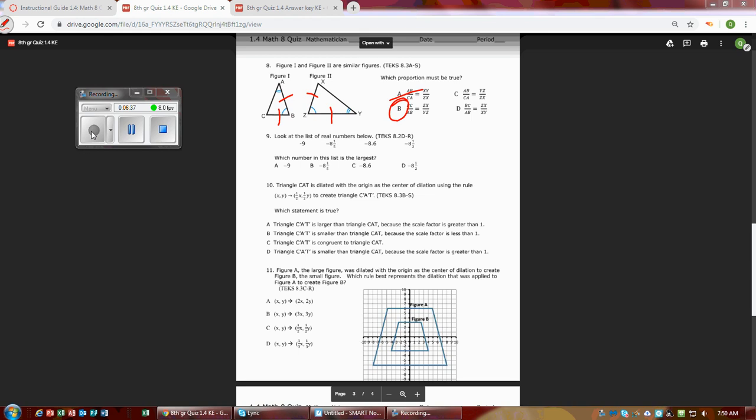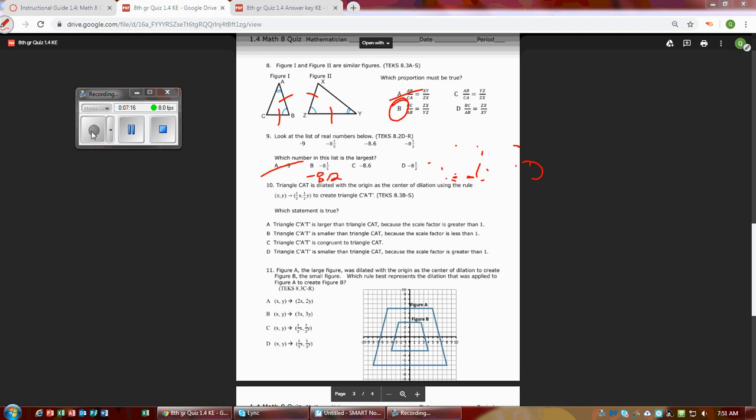Look at number 9. Look at the list of real numbers below. Which number in the list is the largest? Remember, on a number line, 0 to 10 to negative 10, and the farther away you get from 0, the less you are. So we're looking for the number that's closest to 0. To be greater, it's going to be larger because it's closer to 0. So you have negative 9. Looking at all of my whole numbers, they're all negative 8, so that's the farthest. So we have negative 8 and 1/5. If I divide 1/5, I get 0.2, so it's negative 8.2.